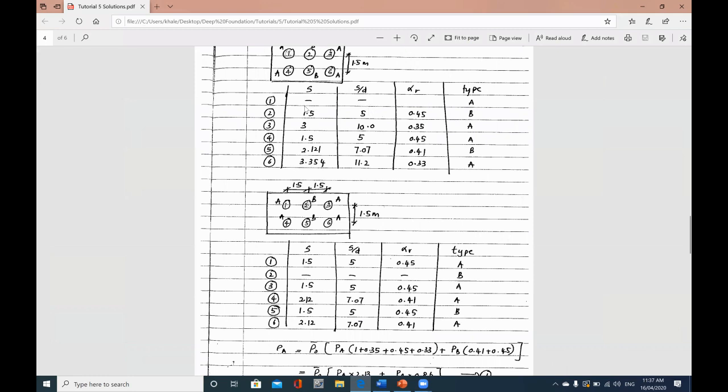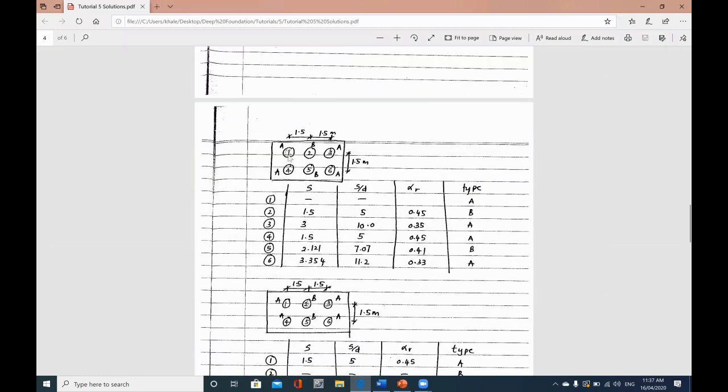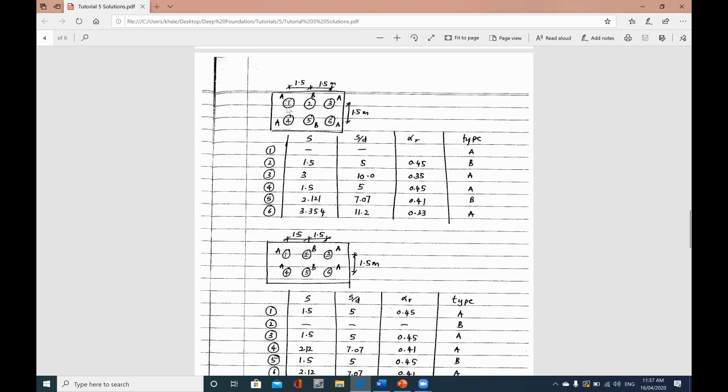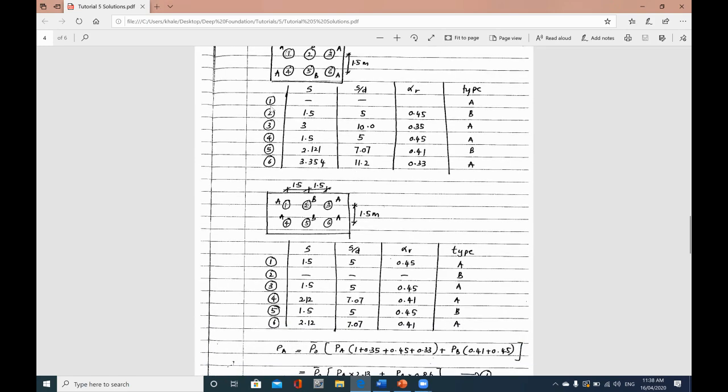So that's for the pile group, for the first type, which is A, and that's for the second type, which is B. So we took here pile 1, which is from group A, and then we calculate everything with respect to this pile, and then we took a pile from type B, which is number 2, and then we calculate the spacing over D ratio and alpha r with respect to the second pile, which is of type B. And then we're gonna have two equations here, one with respect to rho A and one with respect to rho B.